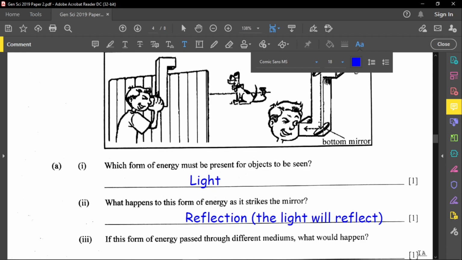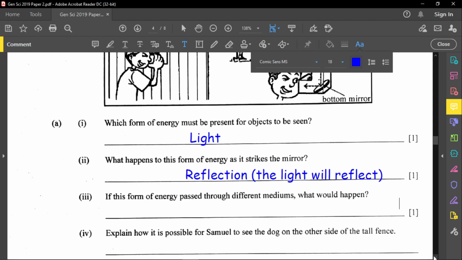All right, great. Now let's go to the next part of the question. It said, if this form of energy passes through different mediums, what would happen? If we're moving from one medium to another medium, and these mediums must be different, then the light will refract. So refraction will take place. We can say that the light will bend, because remember, refraction is a bending of light. So the light will bend. All right, great.